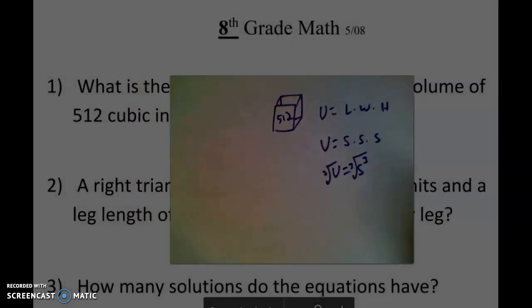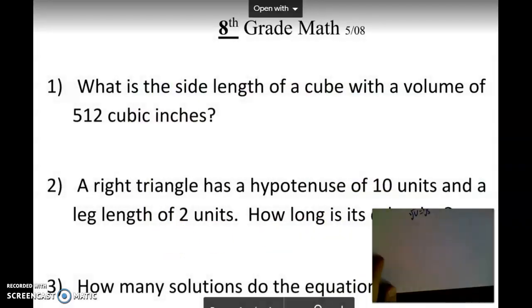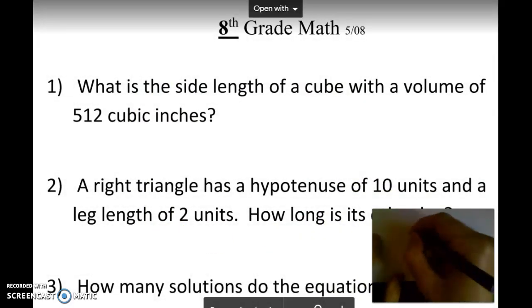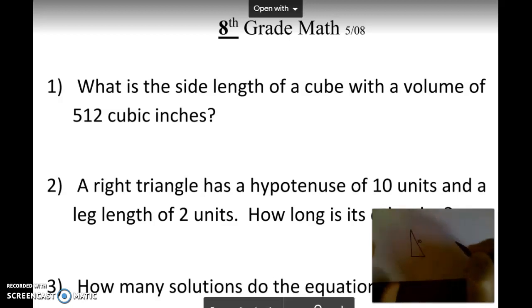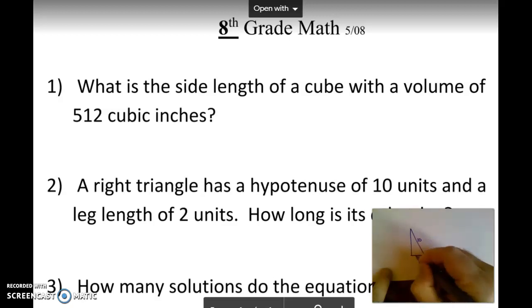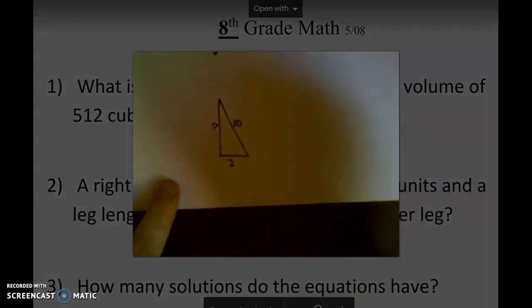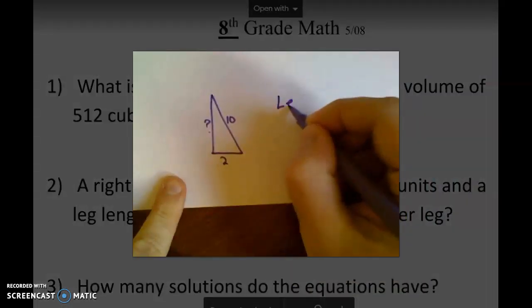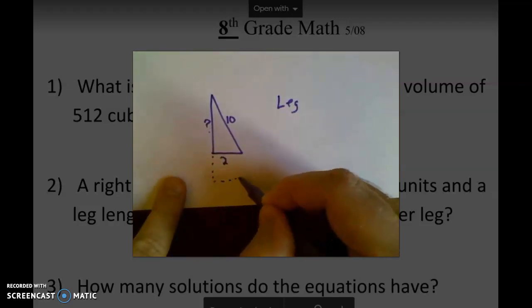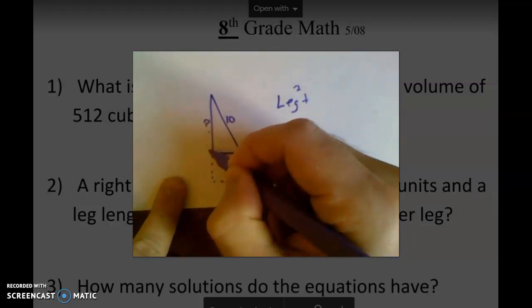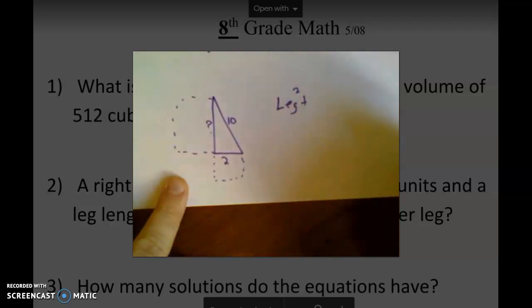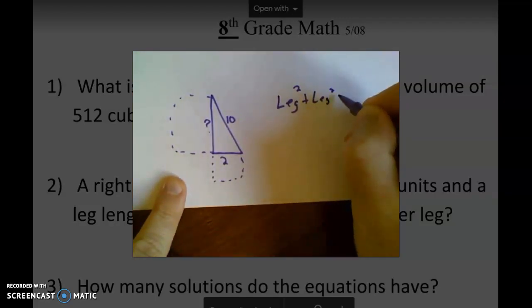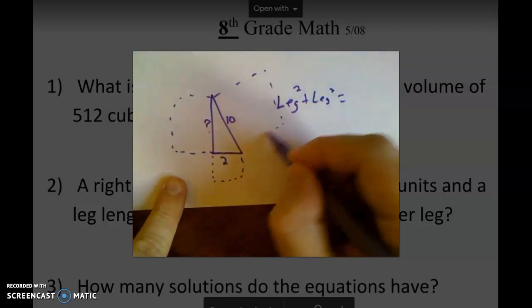Number 2. A right triangle has a hypotenuse of 10 units. I'm going to do a generic right triangle again. Hypotenuse is 10, and the A leg length is 2 units. And of course, I want to know what the other leg length is. So to solve this, just have to use the Pythagorean theorem. Remembering the Pythagorean theorem means you take one of the legs and you square it, add it to the other leg squared, and together they will equal the hypotenuse squared.